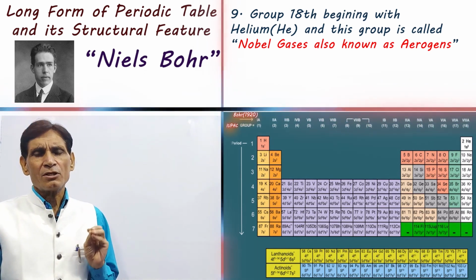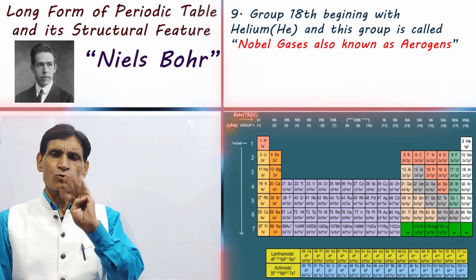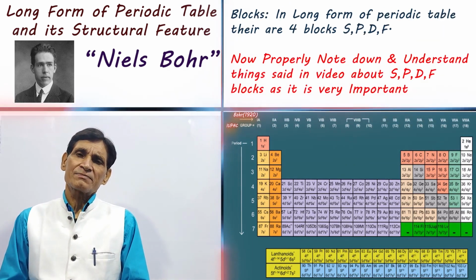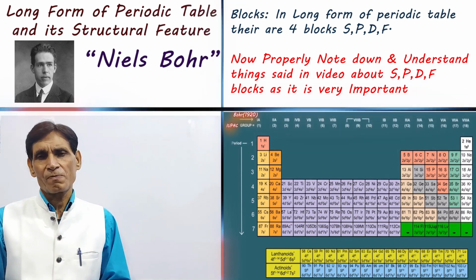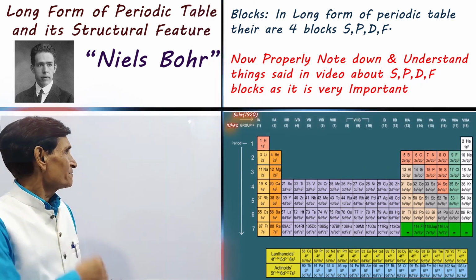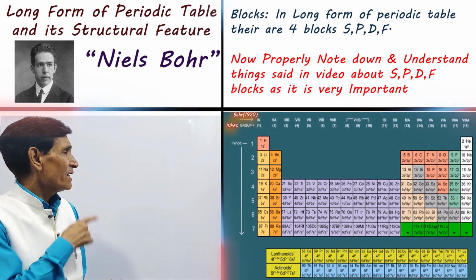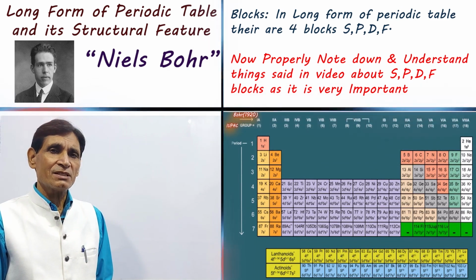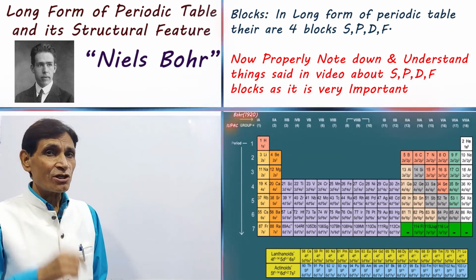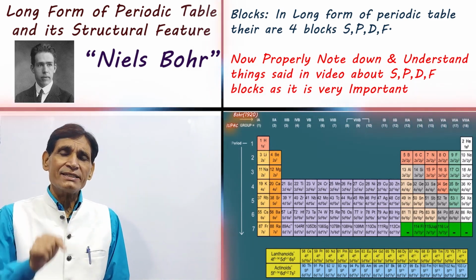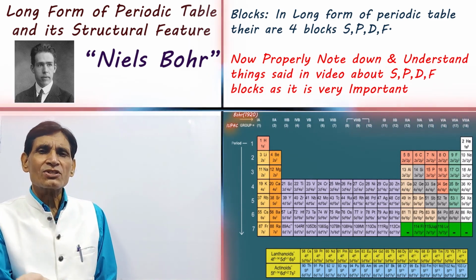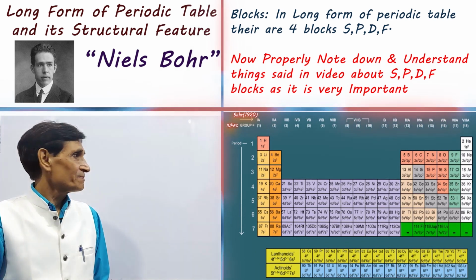In the long form of the periodic table, there are 4 blocks. First, s block elements. S block elements contain 2 groups, first group and second group. First group elements, I told you, are alkali metals, and second group elements are alkaline earth metals. These are called s block elements. Why are they called so? Because the last electron enters the s orbital of the s subshell. You can say the last electron enters the s subshell or s orbital.